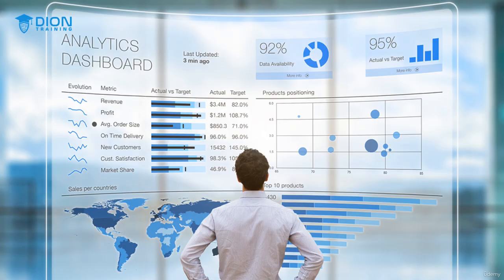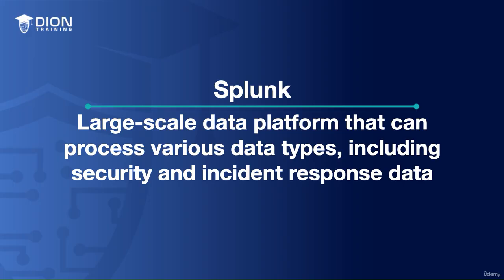And when I'm looking at that one panel, I need to have a dashboard so I can see exactly what's going on with all of the different systems across the network and across the world. For example, one of the most popular tools to create one of these interactive style dashboards is known as Splunk. Splunk is a big data platform that allows the ingestion of all sorts of different kinds of data, including security data, incident response data, and other data like that.